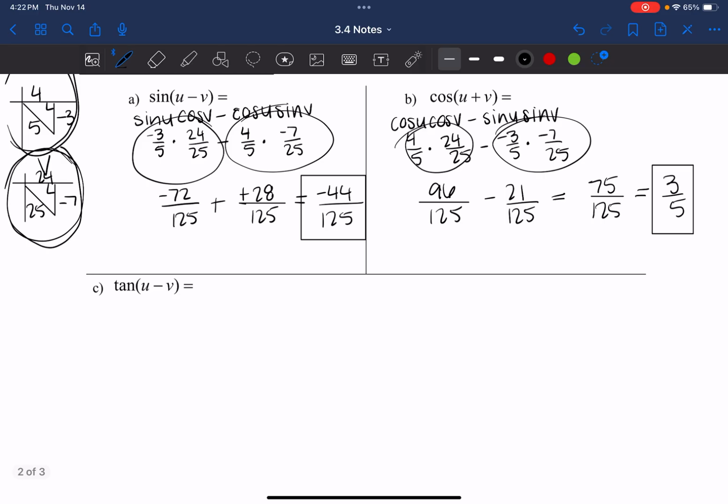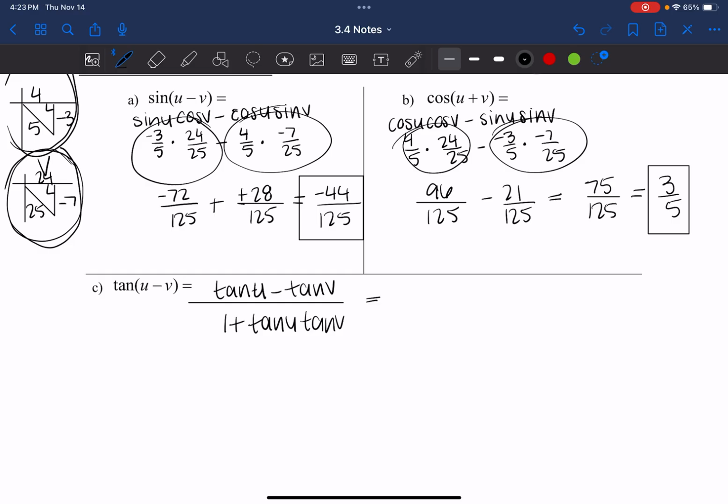All right, and then last one is tangent. Tangent difference formula is tangent of u minus tangent of v over 1 plus tangent of u tangent of v. All right, so tangent from the first triangle would be negative 3/4 minus tangent from the second triangle, which is negative 7 over 24, all over 1 plus negative 3/4 times negative 7 over 24.